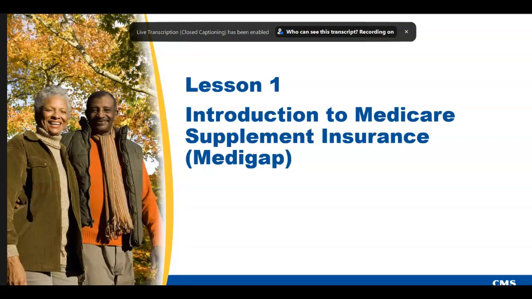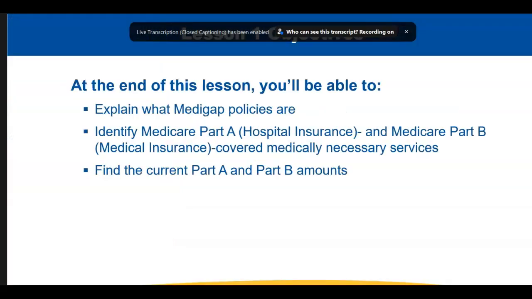This lesson is going to provide basic information about Medicare and Medicare Supplement Insurance policies, and it'll also discuss how Medigap works with Medicare and what the policies actually cover. So, I know there's a very wide range of knowledge on the call today. We're going to spend some time just to make sure that everyone has the same foundation. And so that when we get into some of the more technical issues, everyone will be able to follow along.